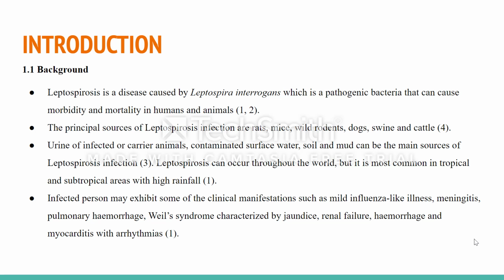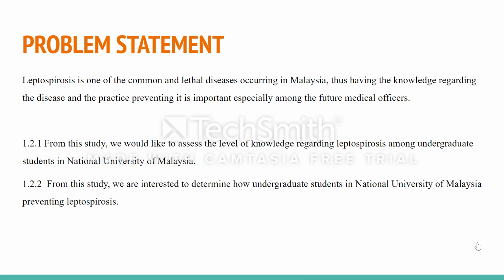The manifestations of this disease are mild influenza-like illness, meningitis, pulmonary hemorrhage, Weil's syndrome characterized by jaundice, renal failure, hemorrhage, and myocarditis with arrhythmia. Since leptospirosis is one of the common diseases occurring in Malaysia, we want to test the knowledge and the practice of preventing it among future medical officers. And from this study, we would like to assess the level of knowledge regarding this disease among undergraduates of UKM, and we also want to determine how undergraduate students of UKM prevent leptospirosis.